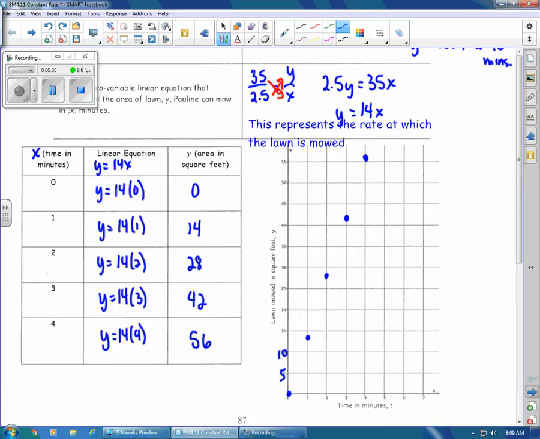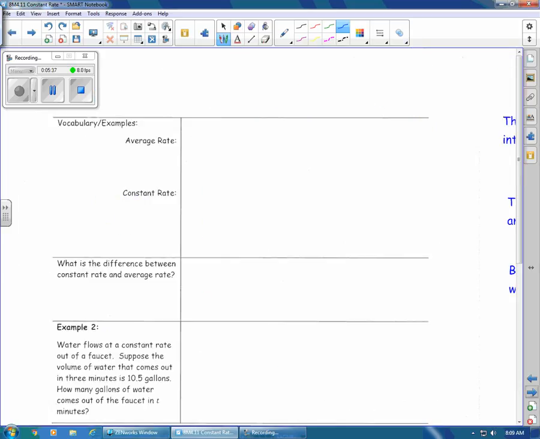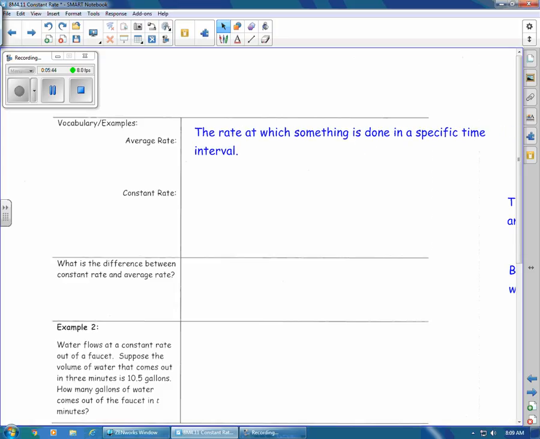Okay, let's move on to the next one. So let's attack some vocabulary here. We've been talking about average rate and constant rate. What is the difference? The average rate is the rate at which something is done in a specific time interval.